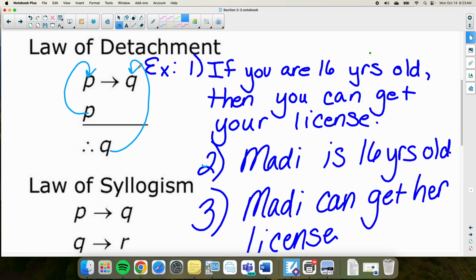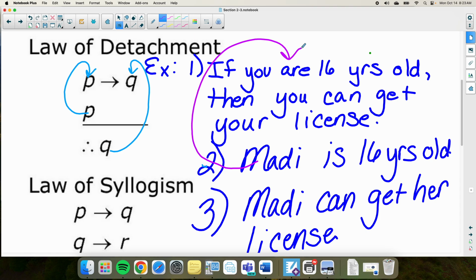So here's an example. It says, if you are 16 years old, so that would be your P, then you can get your license. Now notice there are two partial statements, which what I mean by that is it's not an if-then form, okay? This one says, Maddie is 16 years old. This has to refer back to the beginning.